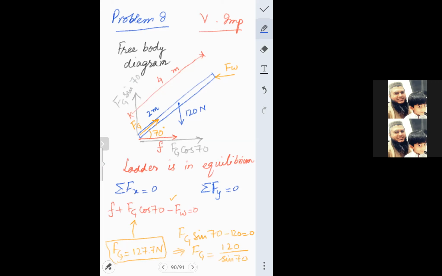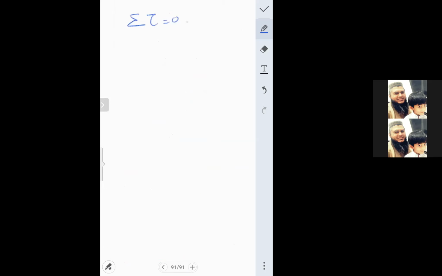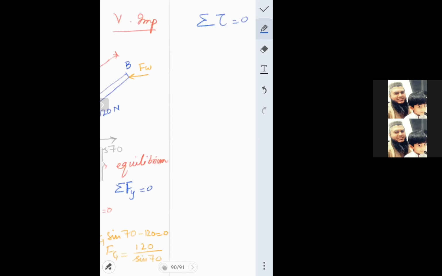So if we label this point as A, this point as O, and this point as B, there are maximum unknown forces at point A, because Fg was initially unknown, small f is unknown. So it is convenient to take torque of all the forces at A. So we say that sum of all the torques is 0 at point A, because we know that point forces have zero turning effect at the specific point.